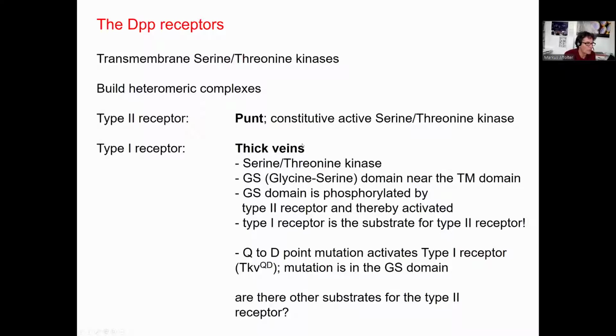Something that is important for today, for the lab, is a mutant that we call Thickvein QD. For Punt and Thickvein, what we identified early on were, of course, loss of function mutations. That's what most of Janni Nüsslein's strains, these embryonic lethal mutations that she screened for, were: loss of function alleles. So with a Punt loss of function allele, you don't have the functional receptor, so you don't have DPP signaling. Same for Thickvein. But for many things, people want to artificially activate receptors, or kinases in particular.